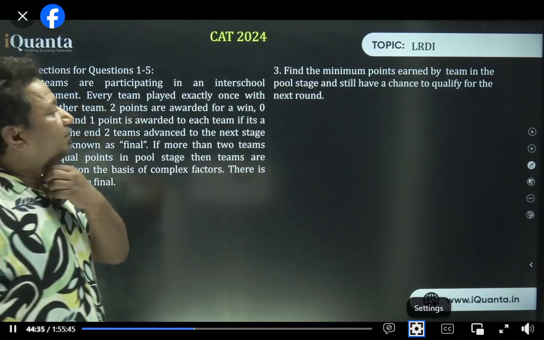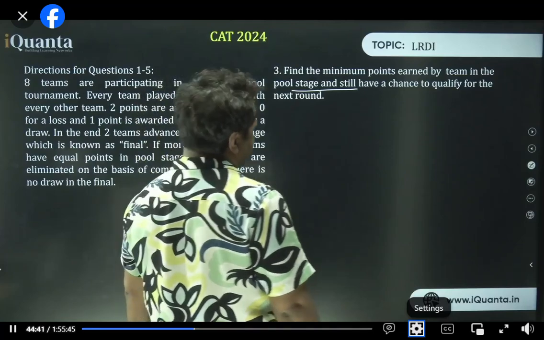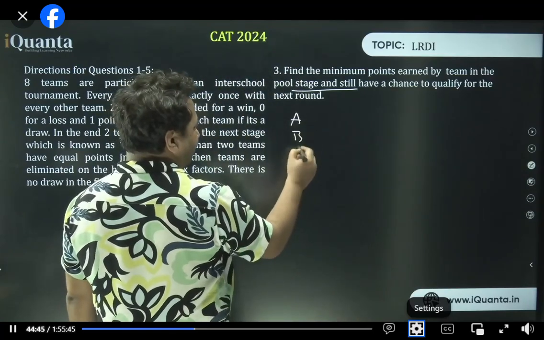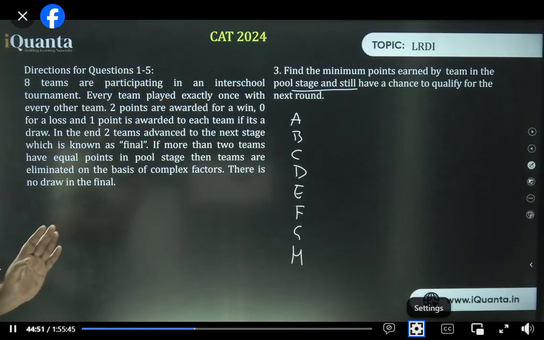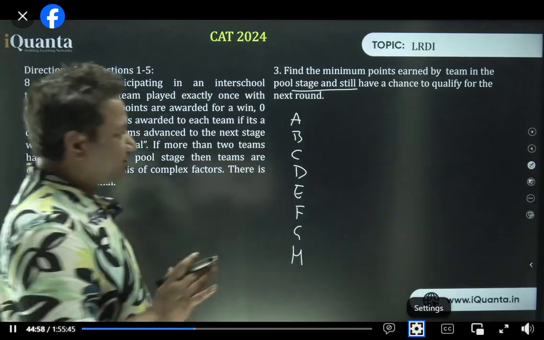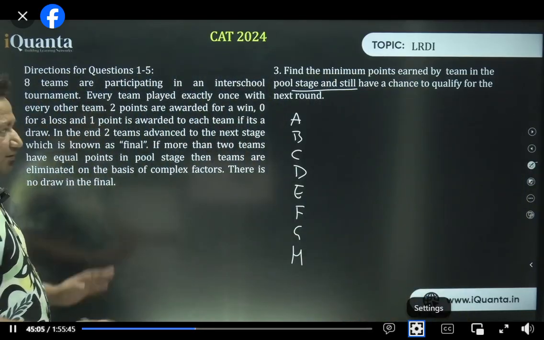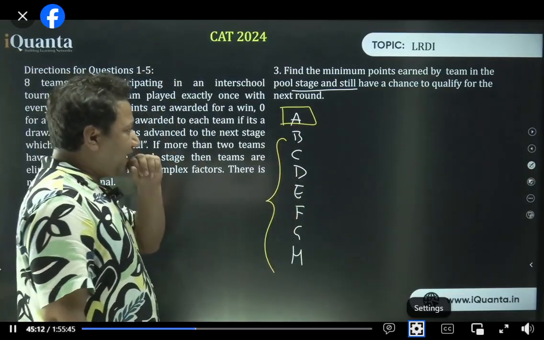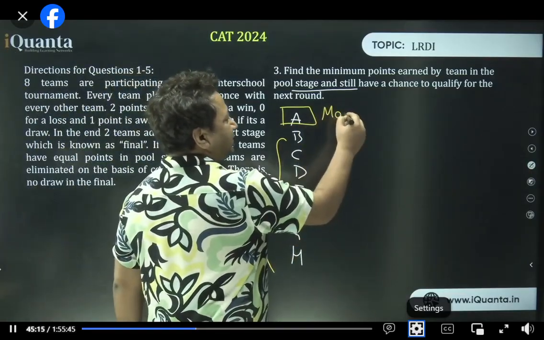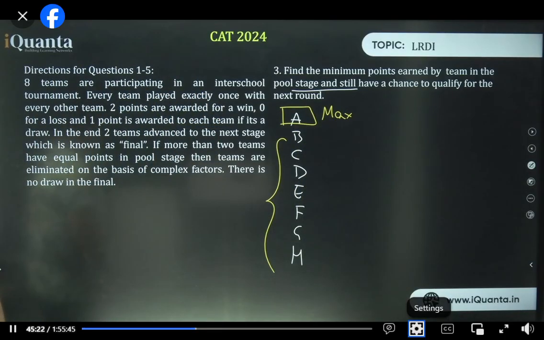Well, in this question, minimum points earned by a team in the pool stage and still have a chance to qualify for the next round. So what we're going to do, we have A, B, C, D, E, F, G, H. Minimum points. So basically, 2 teams have to go to the final round, isn't it? Let us say that this team goes into the final and one of these will go into the final. So we have to try to maximize the points of A. So automatically, the points of the second team which will go into the finals will be minimized. Do you get this?